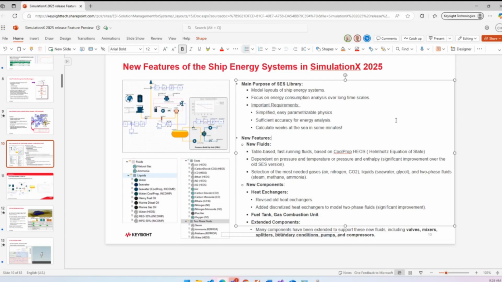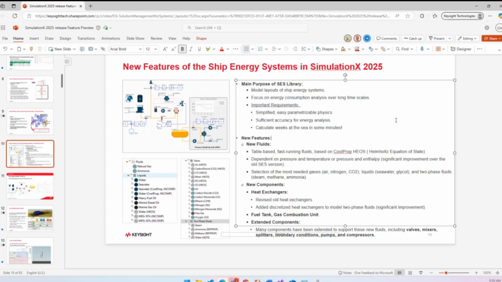And for this, we did some extensions, some new features. One big new feature is new fluids. So we introduced table-based fluids, which are very fast running. They are based on CoolProp data, especially the Helmholtz equation of state and the incompressible backend of CoolProp. I hope every one of you knows CoolProp, which is an open source fluid property library.